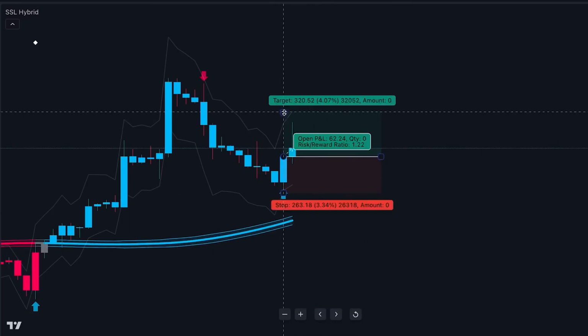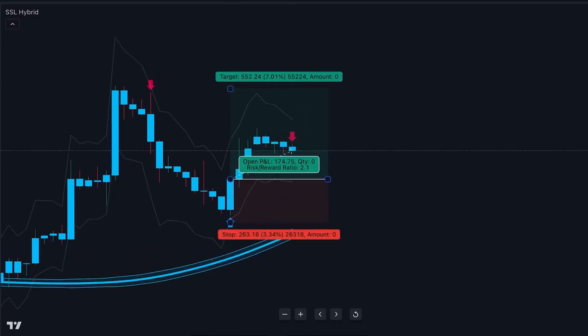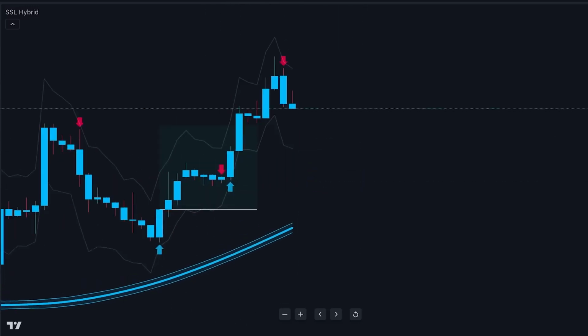Now that we have a stop loss, we can target the high that we established as our first target. And once price gets to the swing point, we can exit our trades or move our stops to break even or allow the trade to run to other targets.